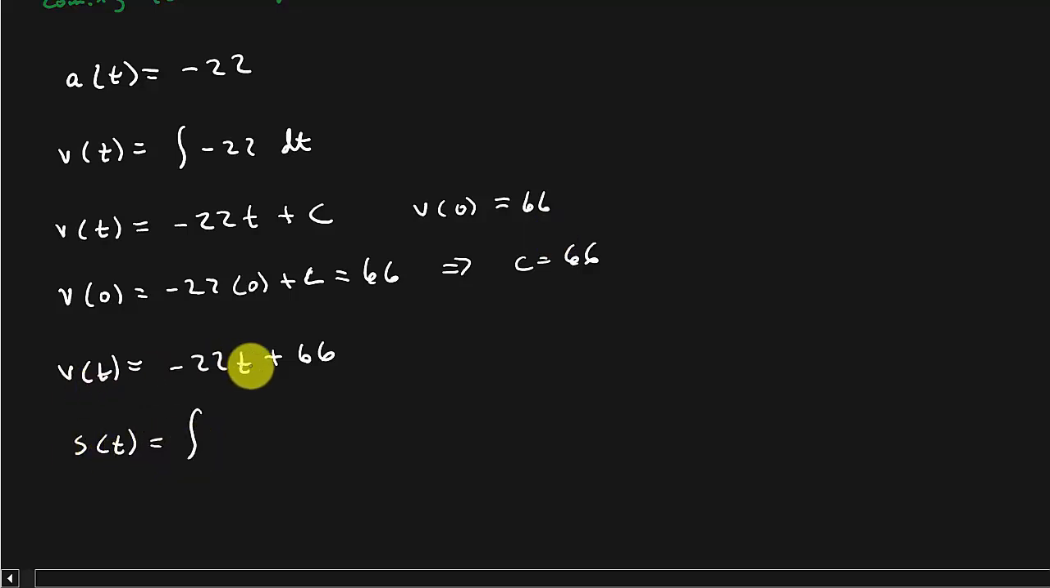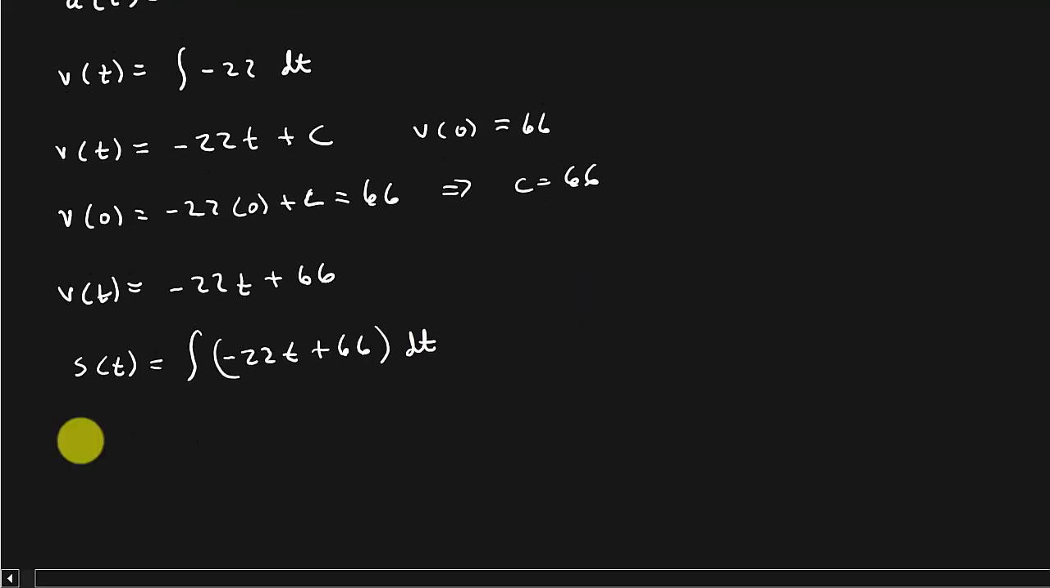Now we need our position function, which is s of t. Well, that's just the integral of the velocity function. Our position function is the integral of negative 22t plus 66 dt. So let's integrate this. I get s of t is equal to, that's going to be t squared, right? Add 1, multiply by the reciprocal of your new exponent, which is 1/2. What's 1/2 times negative 22? That's right, it's negative 11, plus 66t, plus our constant.